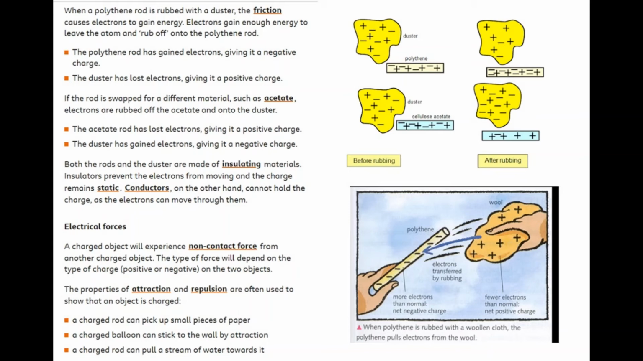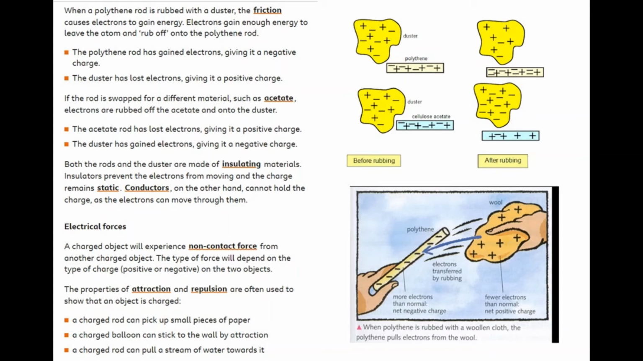A charged balloon can stick to a wall by attraction, and a charged rod can pull a stream of water towards it. Now let's have a look at the top right. Here you've got a polythene rod and a duster. For the polythene rod, how many negative charges do you have? You've got 4, and you've got 4 positive charges. So overall it's neutral. And the duster, I assume, has the same number of positive and negative charges. Yep, you've got 5 there.